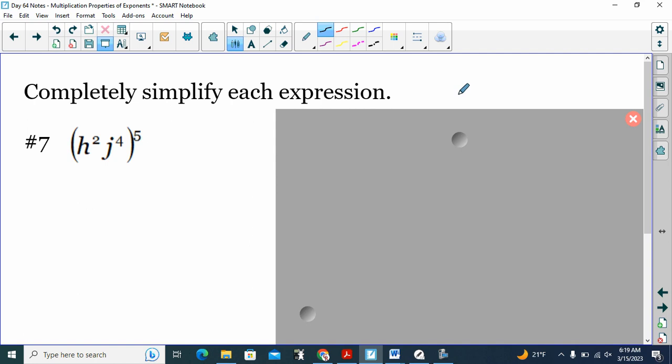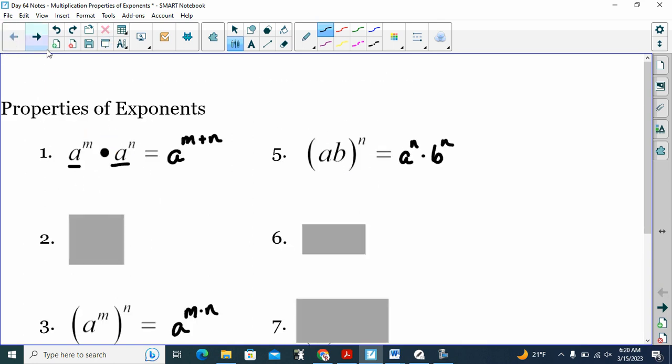Number 7. Inside parentheses, I've got h squared, j to the 4th, all to the 5th power. Because my bases are not the same inside the parentheses, I cannot add these like I did on the previous one. This is the one where I have two things that do not have the same base. When that's the case, I distribute this exponent.